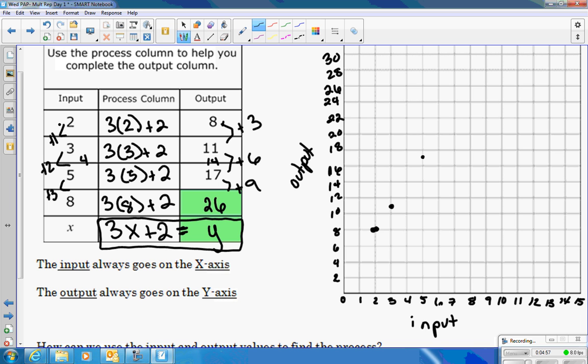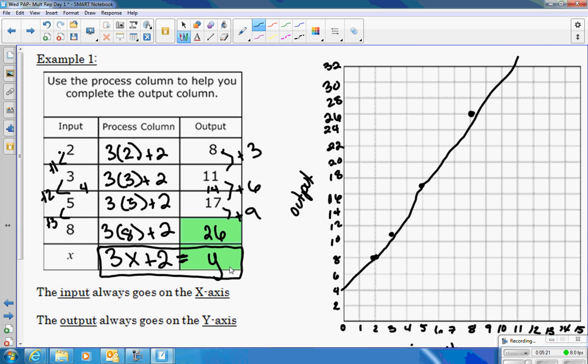And 8 was 26. Now you do want to use a ruler for this. I can't necessarily use a ruler on mine, but when you use a ruler, you should be able to line up your points. Continue your graph all the way to the edge of each side, and hopefully your line turns out straighter than mine.